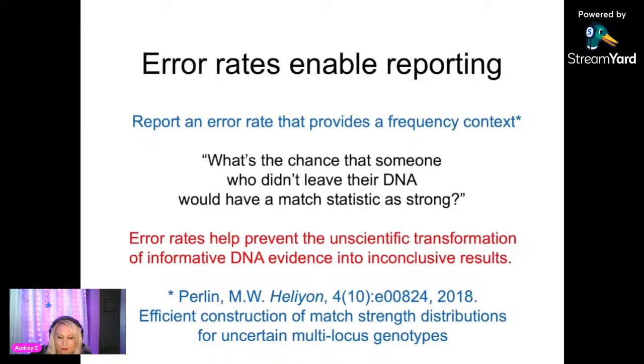Error rates help prevent the unscientific transformation of informative DNA evidence into inconclusive results. Results that should be reported can be reported no matter how small the match statistic is, as long as there's a contextual error rate. You can read about the fast and accurate calculation of error rates for DNA likelihood ratios in my 2018 paper published in the Heliyon journal.